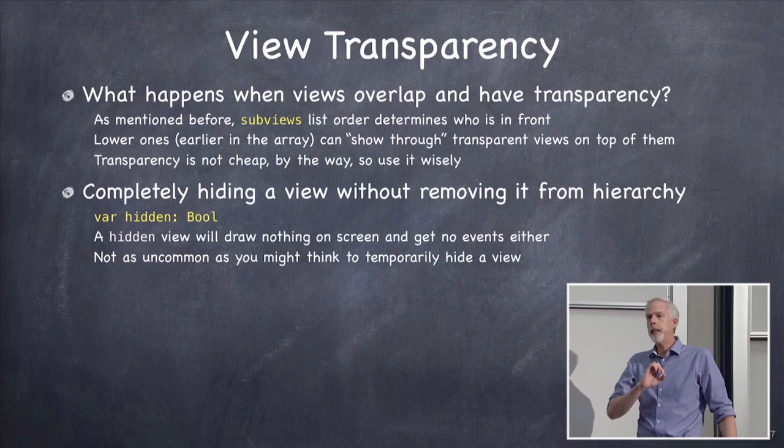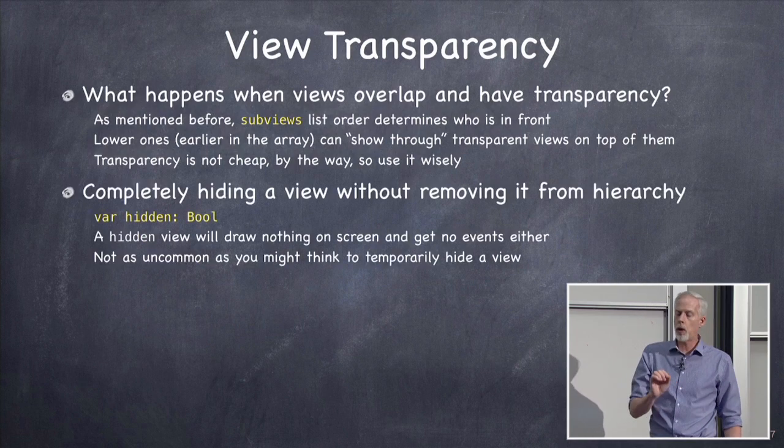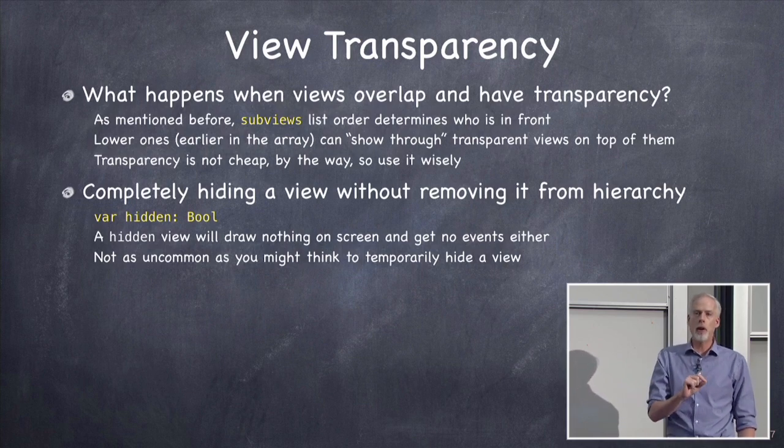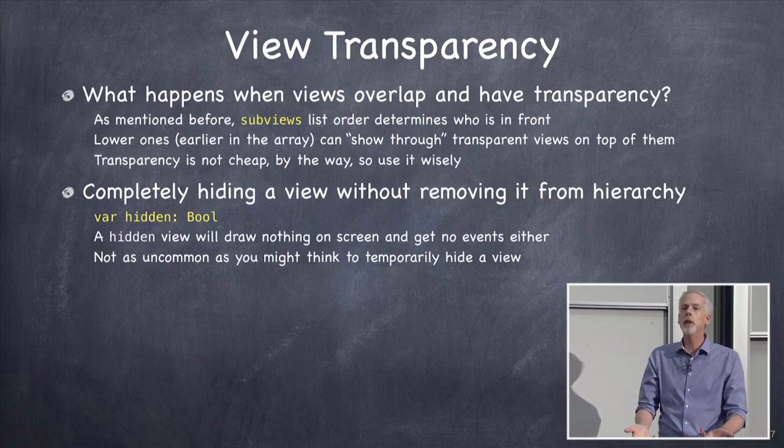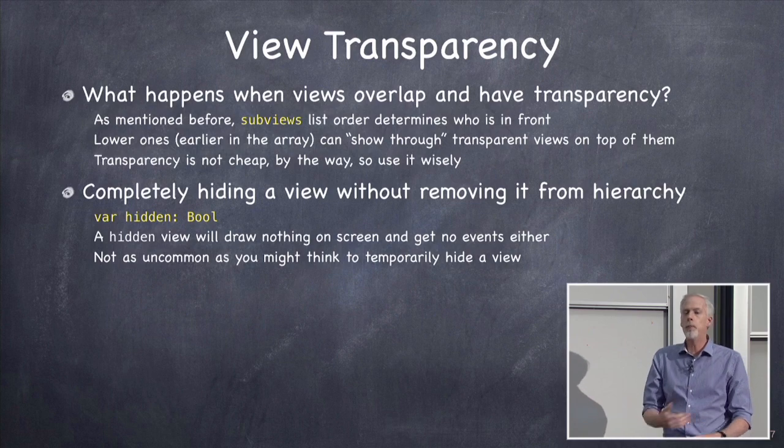You can also completely hide a view. This is very similar, almost identical to saying alpha equals 0, which will just make the view not even appear. But it will still be in the view hierarchy. It will still be in its super view, and its subviews will still be subviews of it, but it'll all be completely hidden.